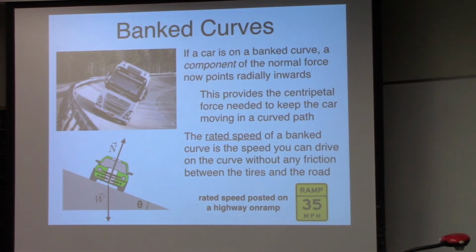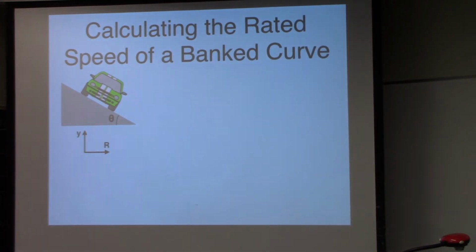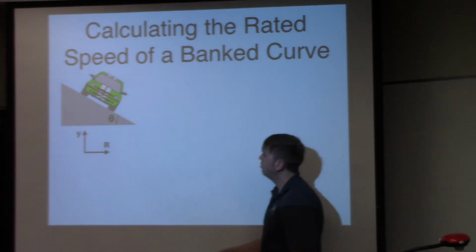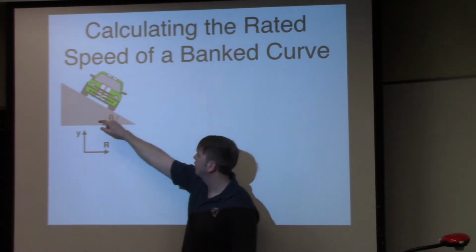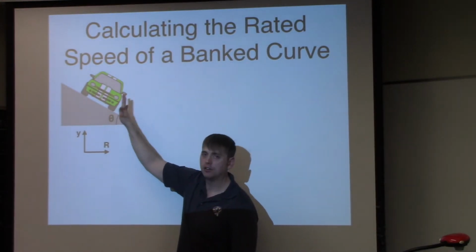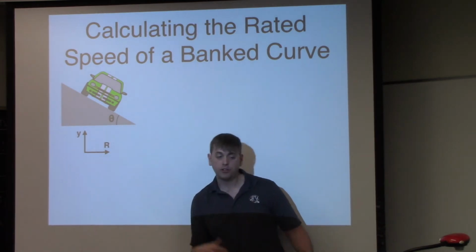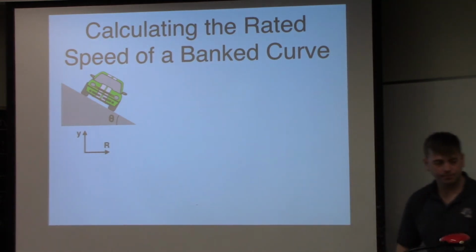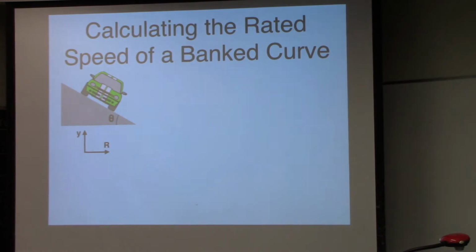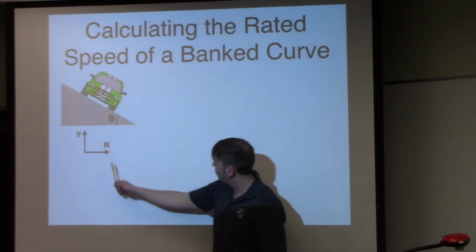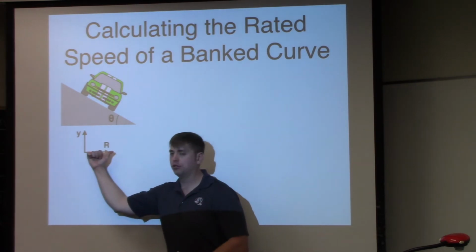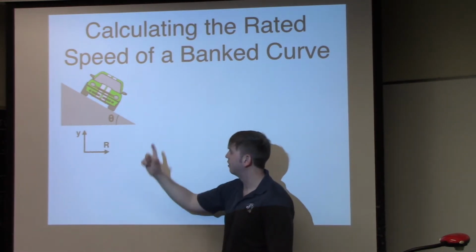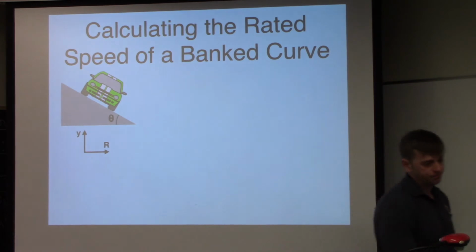So let's get into the rated speed. How is this actually calculated? We're going to actually derive a formula for this. So here's what you should be thinking of in terms of a banked curve. Again, you have your car, which is on this banked curve, and the curve is banked at some angle. We'll call it theta for now, but we can plug in a specific value whenever we need to. And what we have is two directions of motion. We're going to have the y direction going straight up, and then the radial direction going straight in towards the center of the circle that the car moves in.